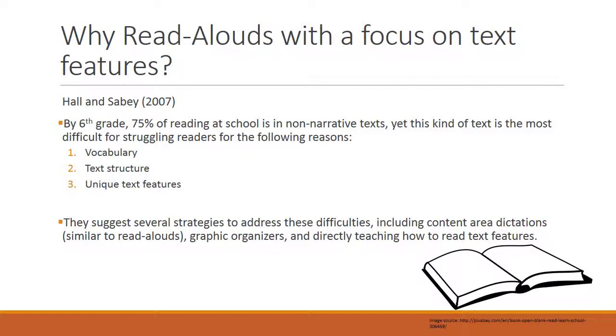The article found that non-narrative text is also the most difficult for struggling readers for the following reasons: its vocabulary, its text structures, and its unique text features. And they suggest several strategies to address these difficulties, including content area dictation, which is similar to read-alouds and can be incorporated into the read-aloud strategy, graphic organizers, as well as directly teaching how to read text features, all of which, again, can be implemented within the read-aloud strategy.